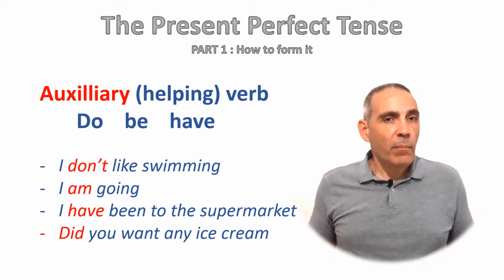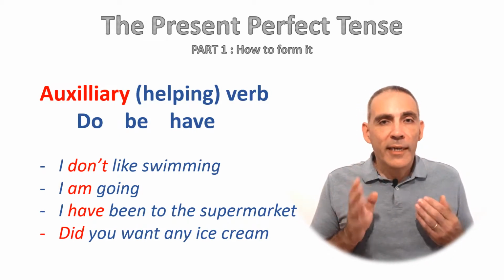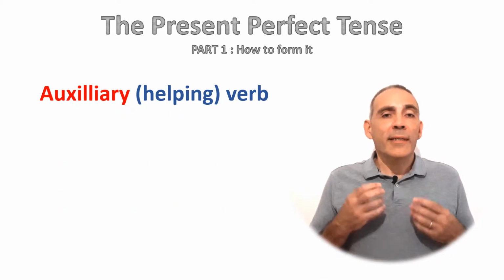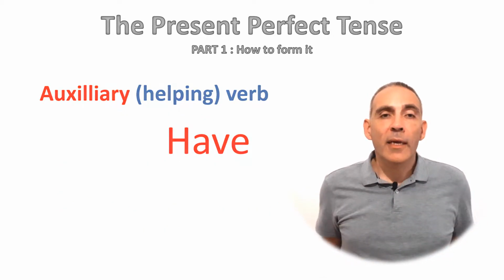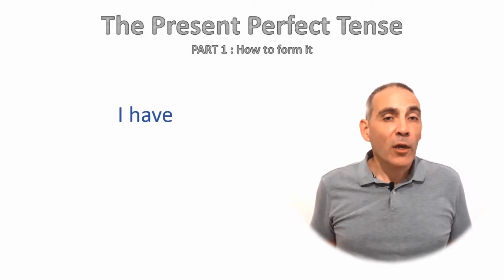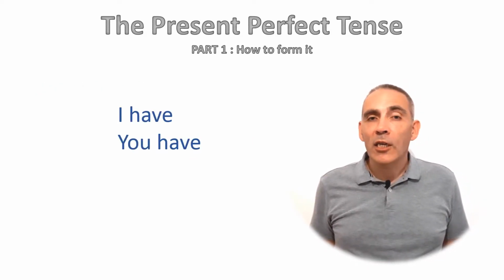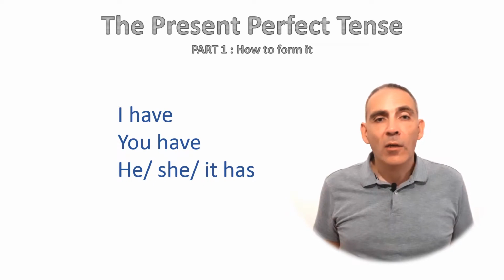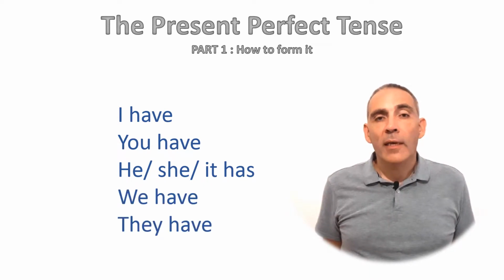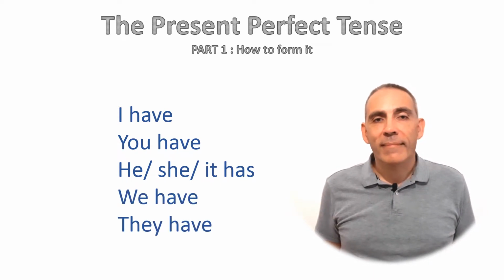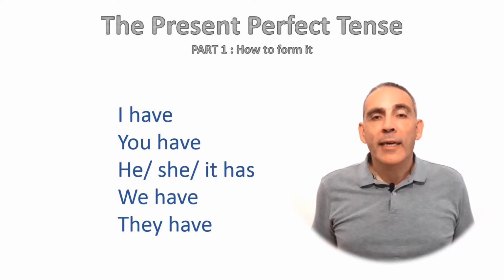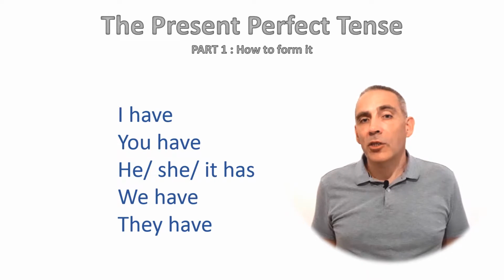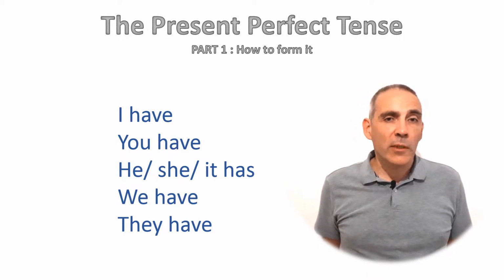The first step in forming the present perfect tense is to use the auxiliary verb, in this case, have. I have, you have, he, she, it has, we have, they have. As you can see, only the he, she, it version changes and becomes has.